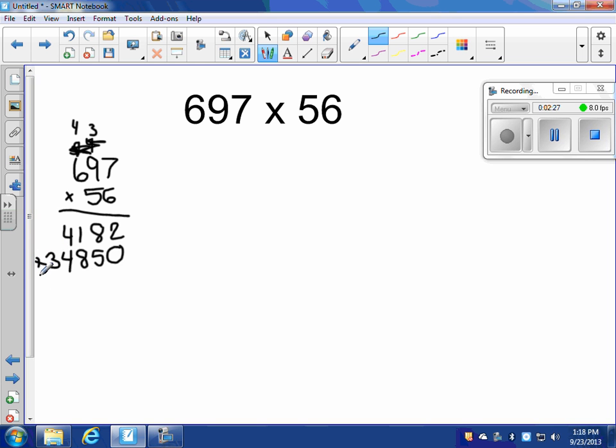And then I'm going to add. So 2 plus 0 is 2. 8 plus 5 is 13. 8 plus 1 is 9. Plus 1 more gives us 10. 4 plus 4 is 8. Plus 1 is 9. And then 3 plus 0 is 3. So the answer to this multiplication problem is 39,032. A second method for multiplying is called the grid method of multiplication.